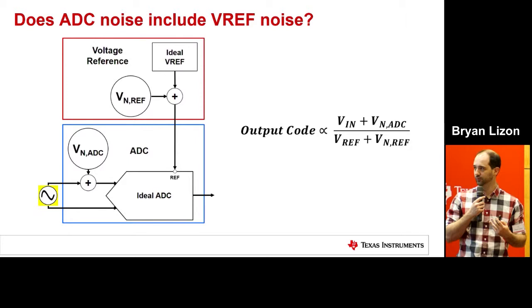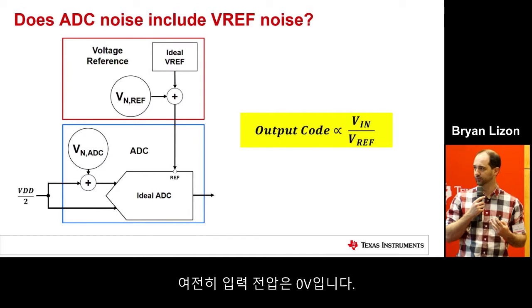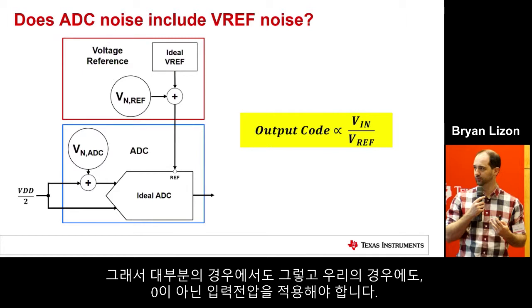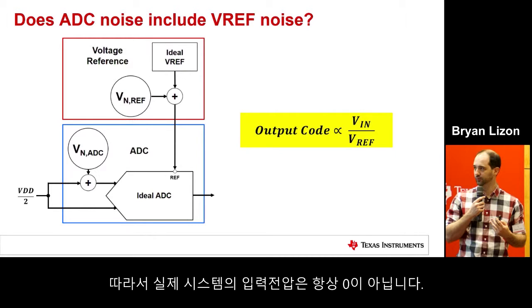However, for that first table I showed, the input-referred noise, what we do is short the inputs together and apply a mid-scale signal to both. But again, the input voltage is still 0 volts. So in that case, there is no reference noise showing up in the ADC noise in your datasheet. In most cases, or in fact in all cases, you're going to have to apply a non-zero input. There's no system that utilizes a 0 input to actually operate. So a real system will always have a non-zero input.